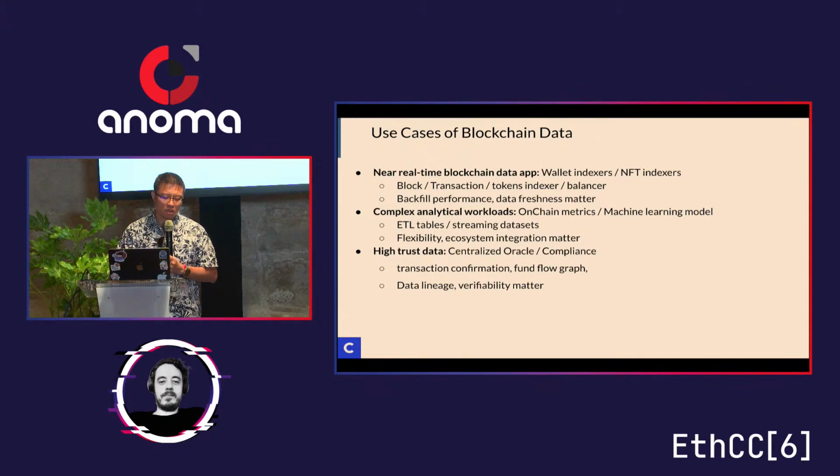The second category is complex analytical workload. We produce a lot of on-chain metrics in Coinbase. For example, we need to analyze where the money flows, such as bridge analysis. We also have on-chain data machine learning, for example to produce NFT price predictions. This kind of application requires ETL tables and streaming data sets, some of them in real time, some of them in less real time format.